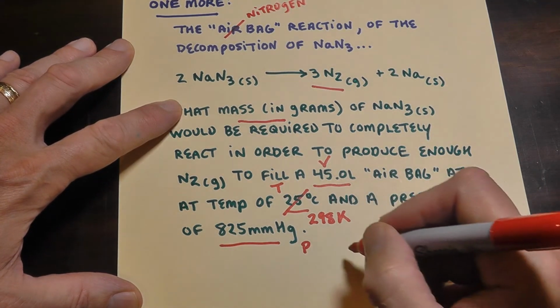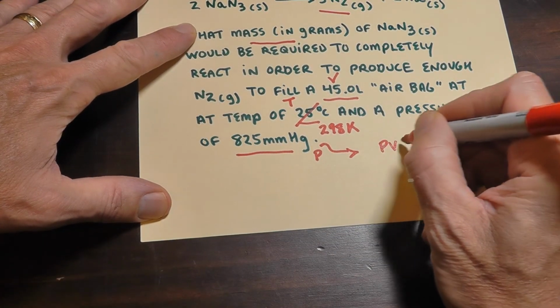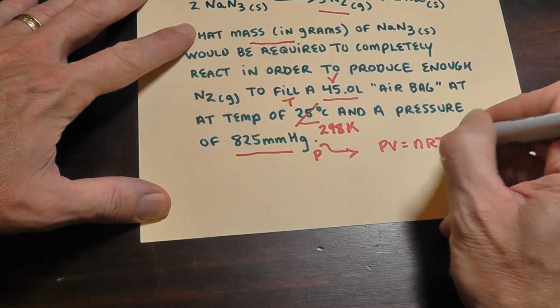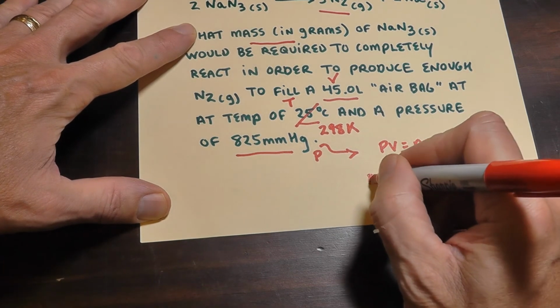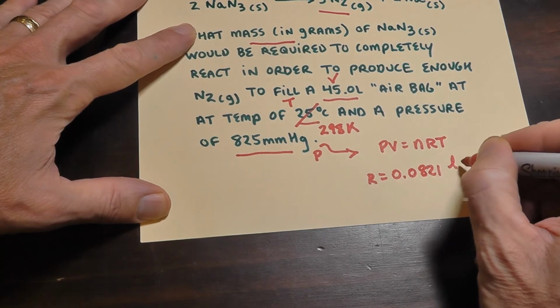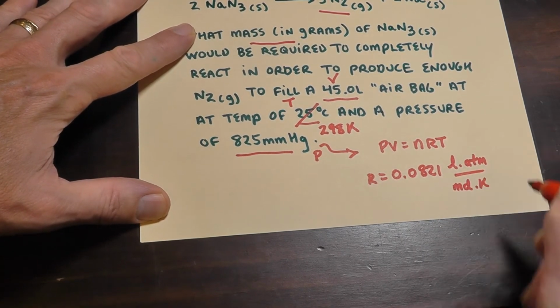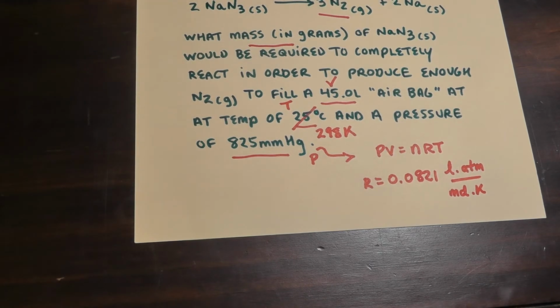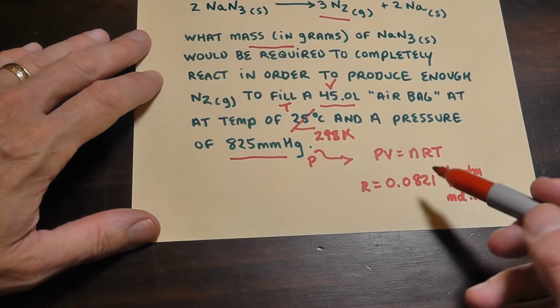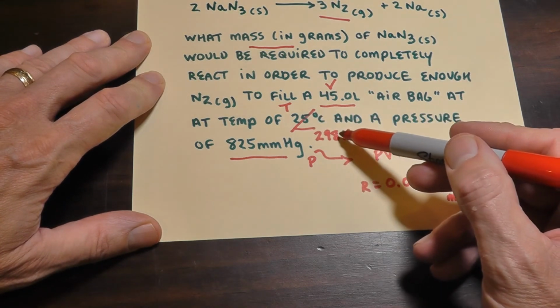I got P. As a matter of fact, let's go ahead and write down PV equals nRT. R equals 0.0821 liters times atmospheres per mole per Kelvin. You can write that down all the time. Let's go ahead and notice that, yeah, they gave us our volume in liters. They gave us our temperature in Kelvin.